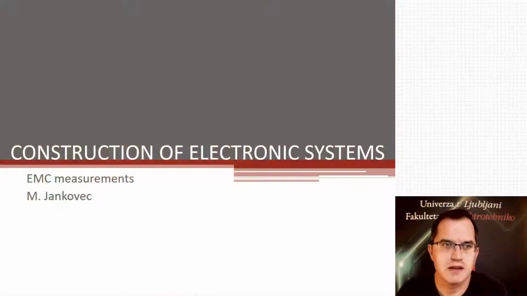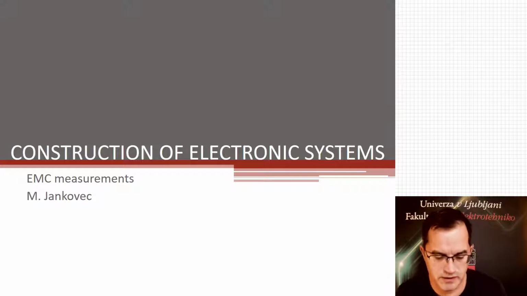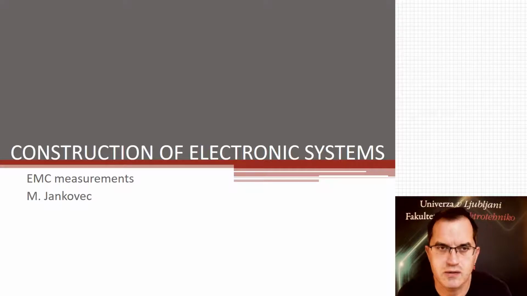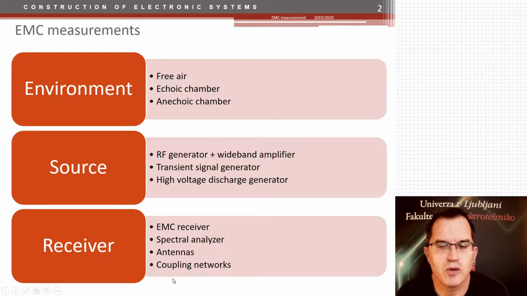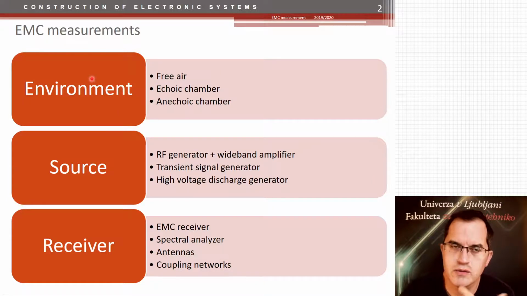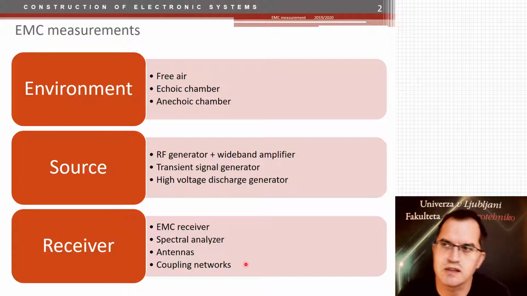All right, so let me go now through these EMC measurements very briefly, just to get you acquainted with all the techniques that are available, at least the main ones. With the EMC measurements, we have three main topics. We are talking about the environment in which we measure. For the immunity measurements, we need some sources, and for the EMC emission measurement, we have some receivers. And let's start with the environment.